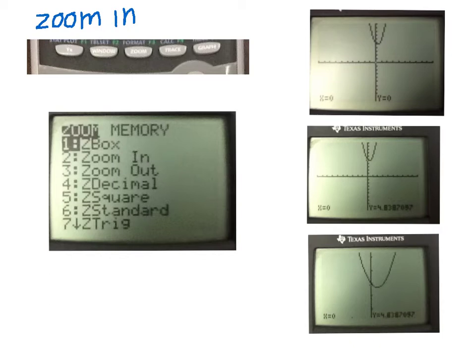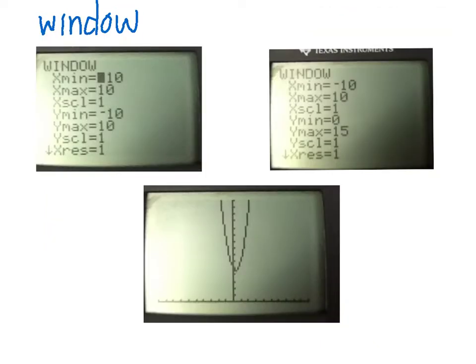And this is important for us to remember, that the screen on our calculator is just like a snapshot of what the graph looks like. We know the graph continues. Even though we don't see arrows here, we know it continues up in both directions, and it continues to the right and to the left.